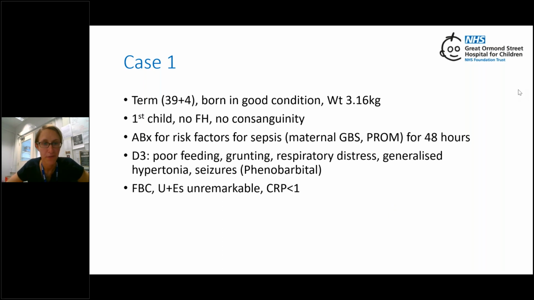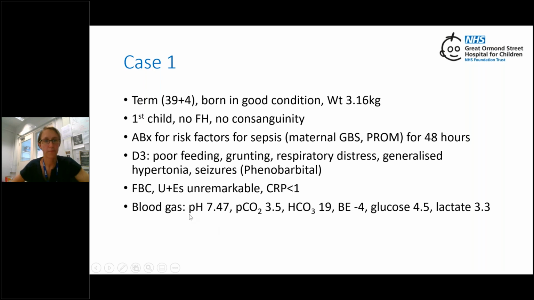Anyway, so on day 3, he presented with poor feeding, grunting, respiratory distress, hypotonia and seizures, and he had 1 dose of phenobarb, which stopped his seizures. His initial investigations, a full blood count and U&Es, were unremarkable, and his CRP was less than 1. His blood gas had a pretty much normal pH, a fairly lowish CO2 of 3.5, a normal bicarb of 19, base excess of -4, and normal glucose and lactate. And he had an ammonia measured at the time, which was 794, so it was significantly raised.